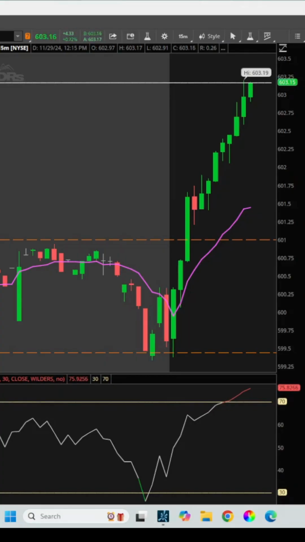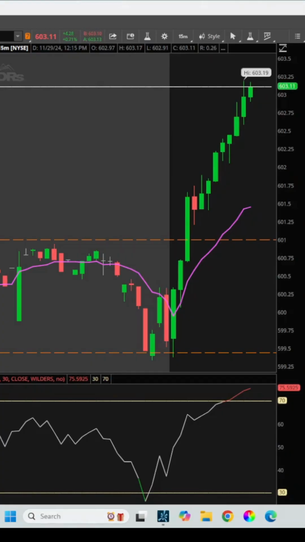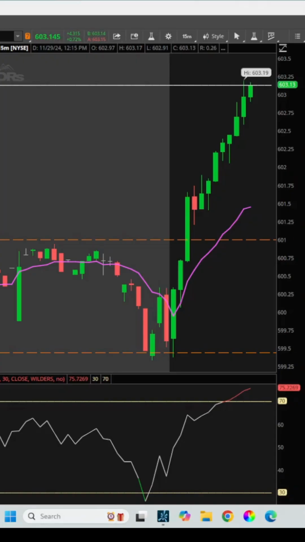Trade management. Entry. Enter a trade when the price is confirmed to be above, for long, or below, for short, VWAP. Look for confirmation from other indicators like candlestick patterns or volume spikes. Stop loss. For long positions, set your stop just below the VWAP, if VWAP acts as support. For short positions, set your stop just above VWAP, if VWAP acts as resistance.